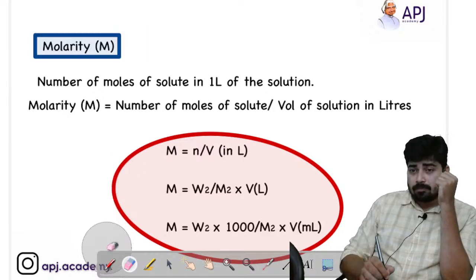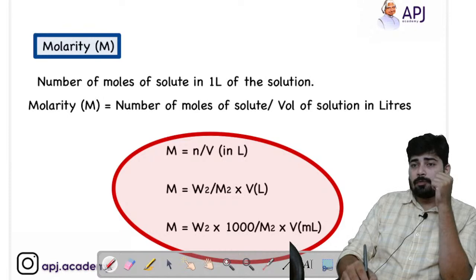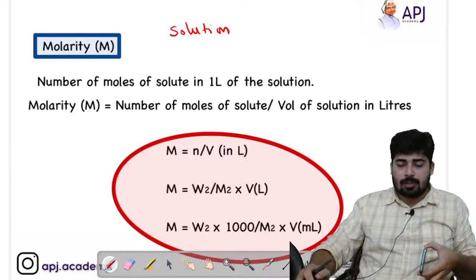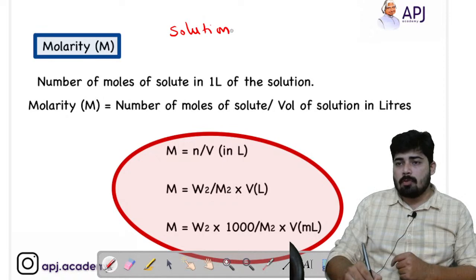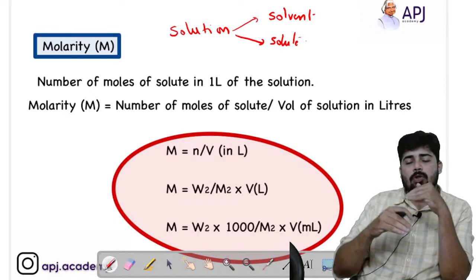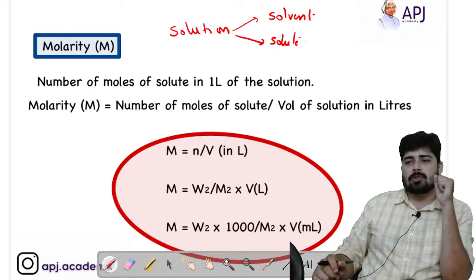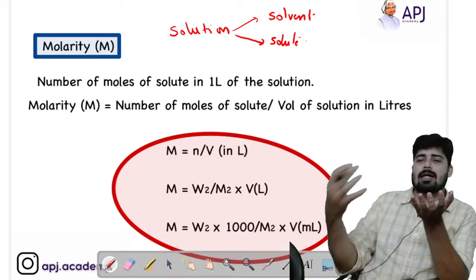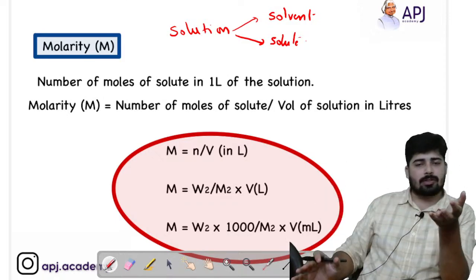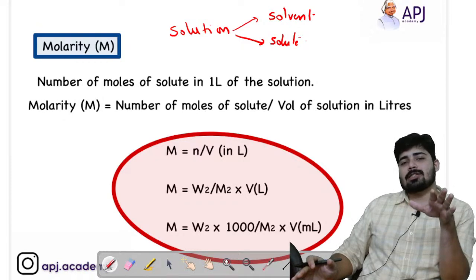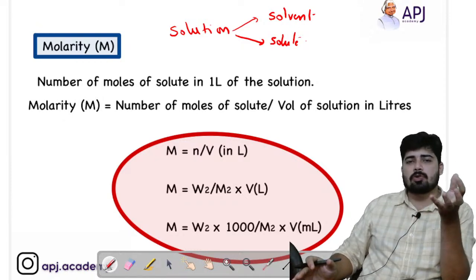Let's consider a solution. We know that a solution consists of 2 components, one is a solvent and the other is a solute. You have to understand that the ratio of solute to solvent determines the concentration of the solution. If in a solvent the concentration of solute is very high, or the number of moles of solute is high, that means the solution itself is highly concentrated. Whereas if the number of moles of solvent is high, then the concentration is very low, and we call that solution dilute.